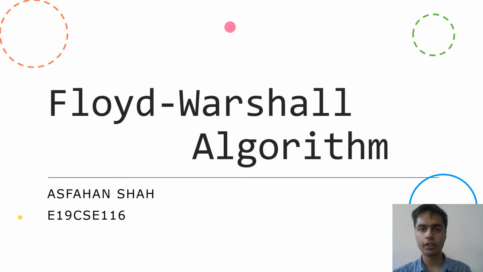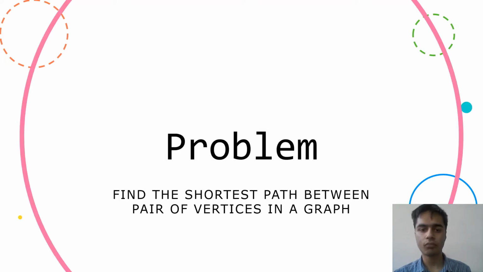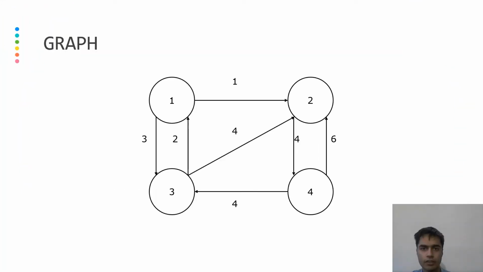Hello. In this video, we will look at the problem to find the shortest path between every pair of vertices in a graph. We will apply the dynamic programming approach to solve this problem. Now, we are going to use an algorithm called Floyd Warshall algorithm to solve this problem using the dynamic programming approach. Here we will take this graph as an example for understanding of this algorithm.